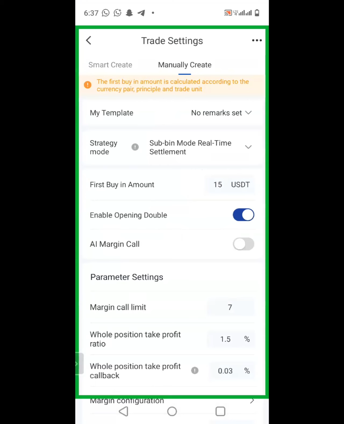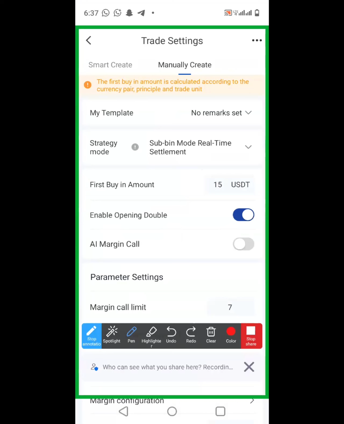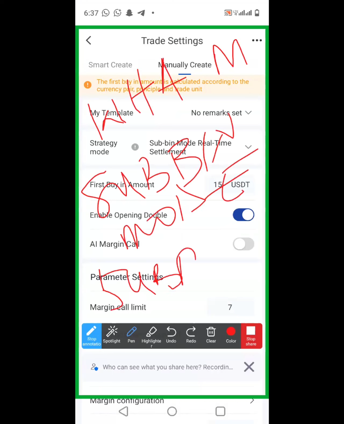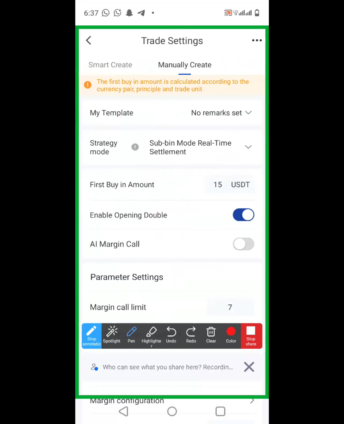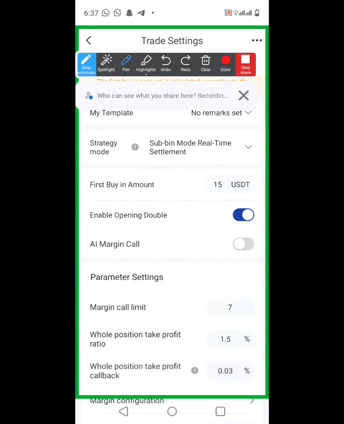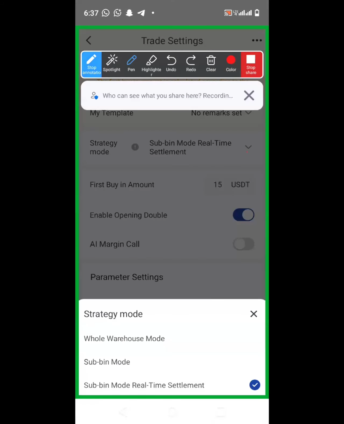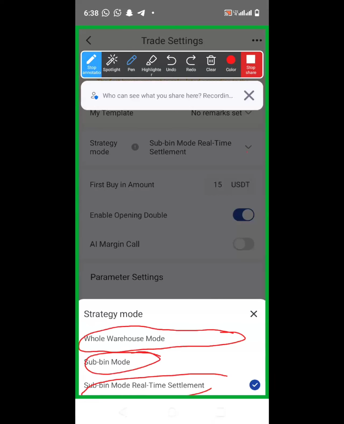Thank you. Now we have the three strategy modes. We have the OWAS mode, we have the sub-bin mode, and we have the sub-bin real-time settlement. So they are three, and I will show you here. So these three each have their own function when you are doing your business.